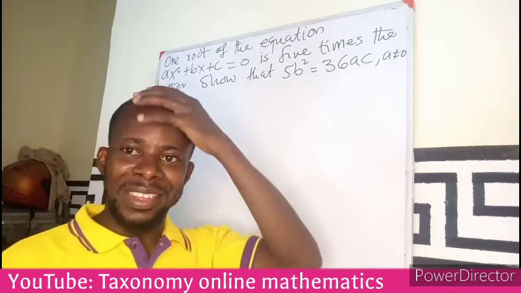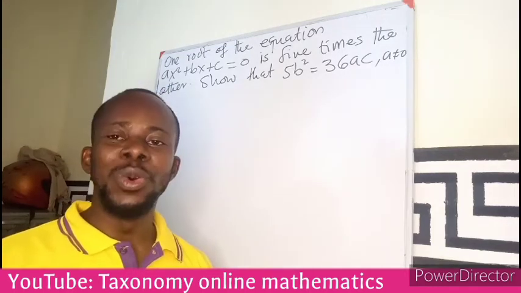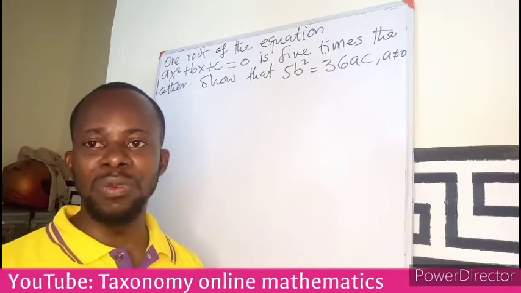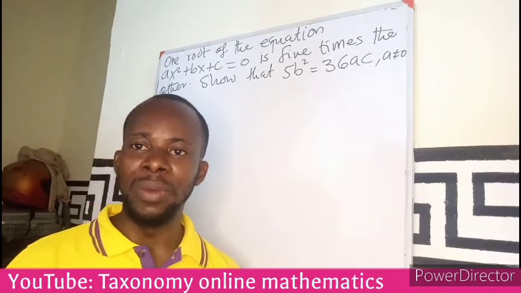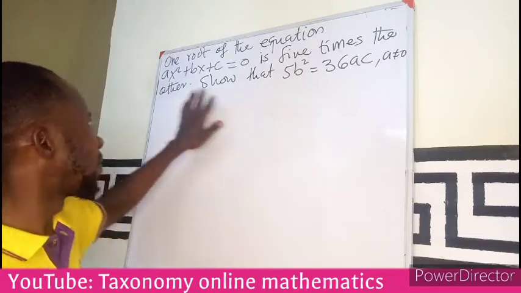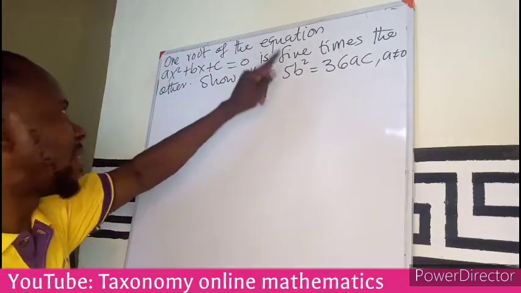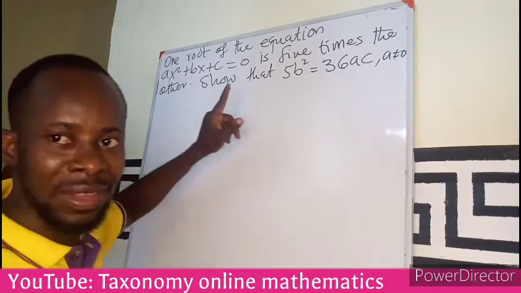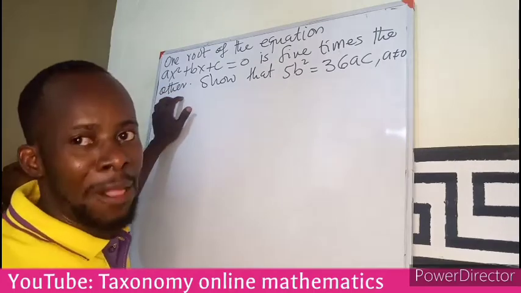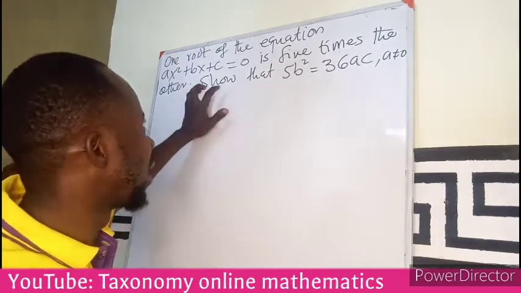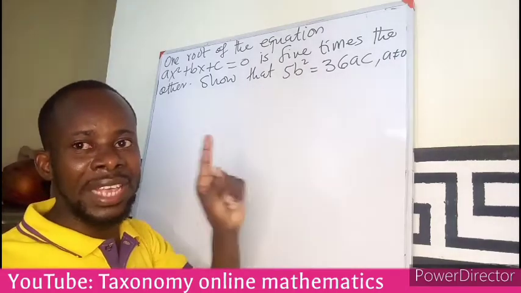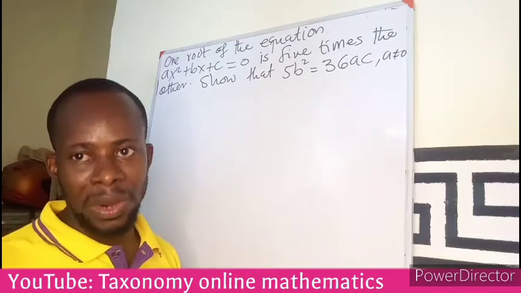You are still with me, meaning we are moving with the quadratic equation. In the previous lesson, we discussed how to find the root of a quadratic equation. Now, we want to take a question to that effect: one root of the quadratic equation ax squared plus bx plus c equals 0 is 5 times the other. We are to show that 5b squared equals 36ac, where a is not equal to 0.